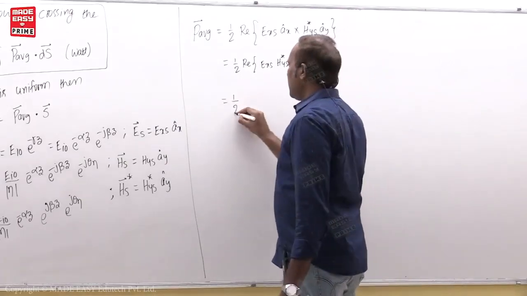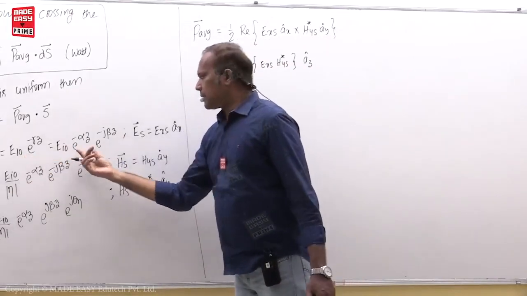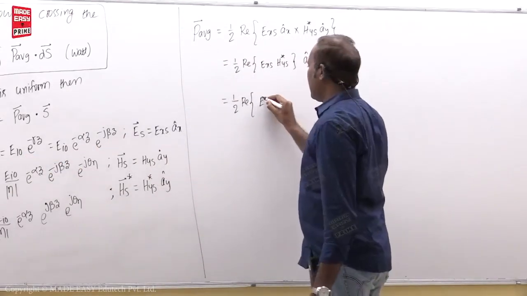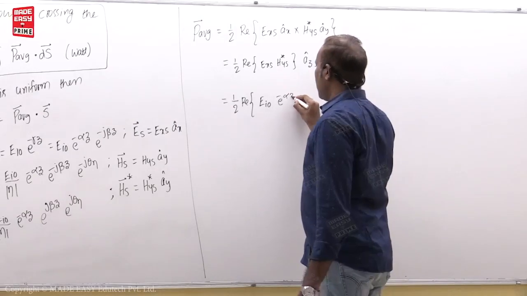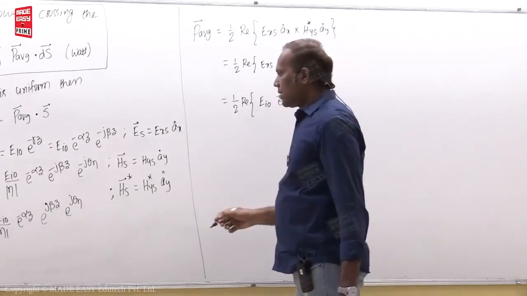Now let us substitute the E_XS here. This one is E_XS. So that is E_I0 e power minus alpha z e power minus j beta z. H_YS star is this one.